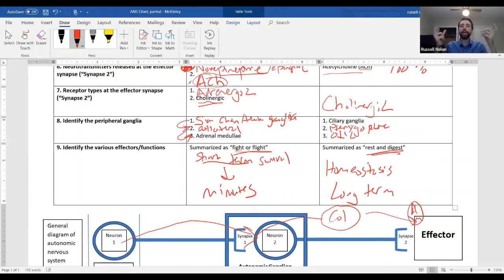We bronchodilate because bronchodilation allows you to get more oxygen into your body. More oxygen in, more oxygen into your blood, more oxygen to your tissues, better utilization of ATP. Our pupils dilate. More light comes in. We can see better. We're more aware.